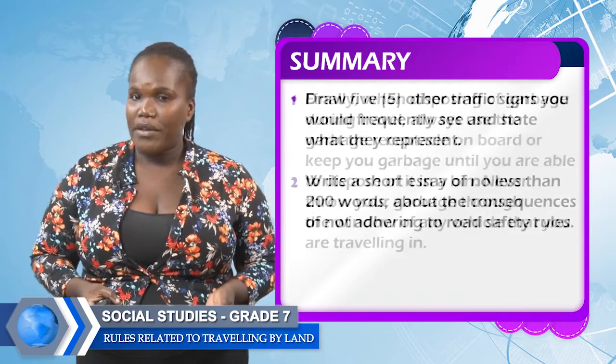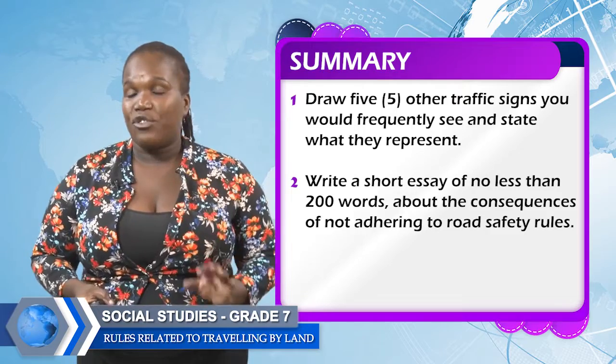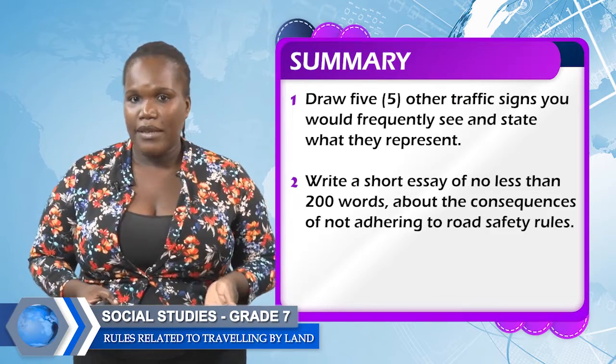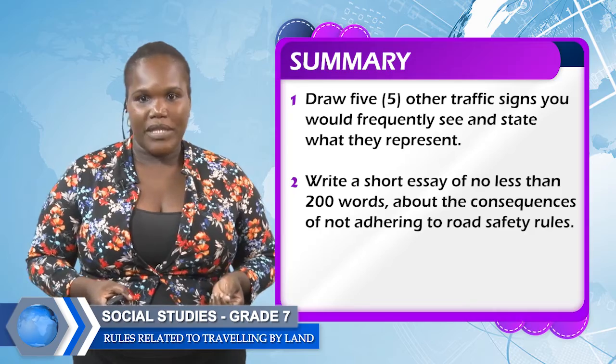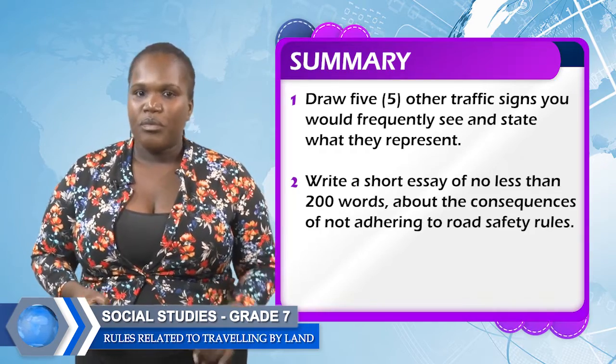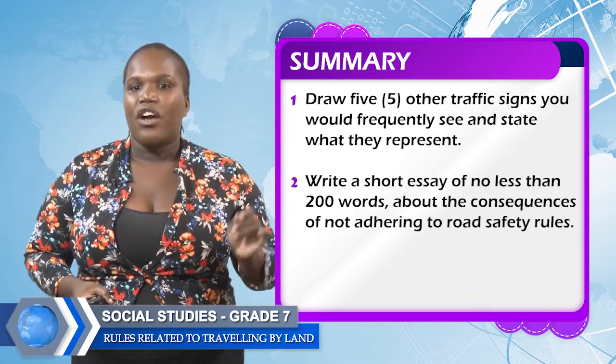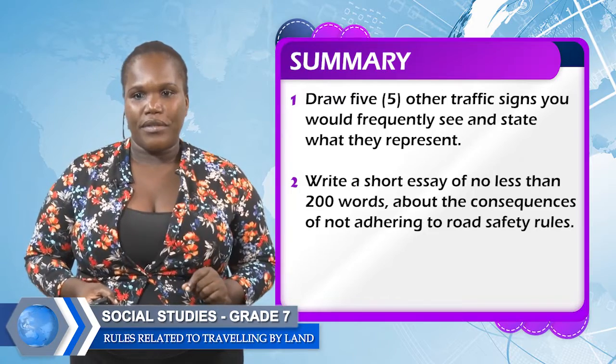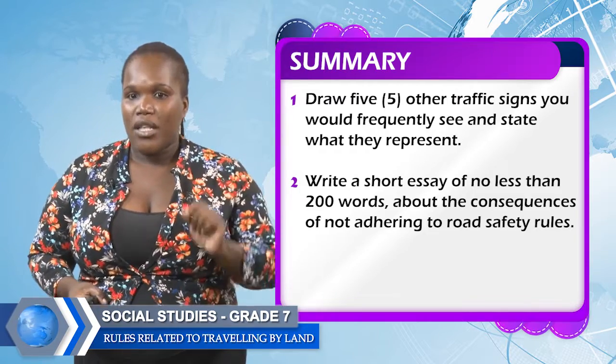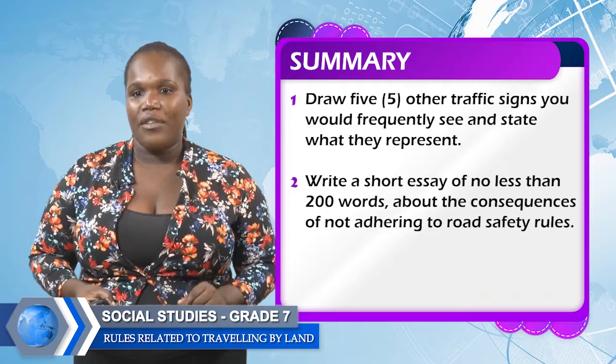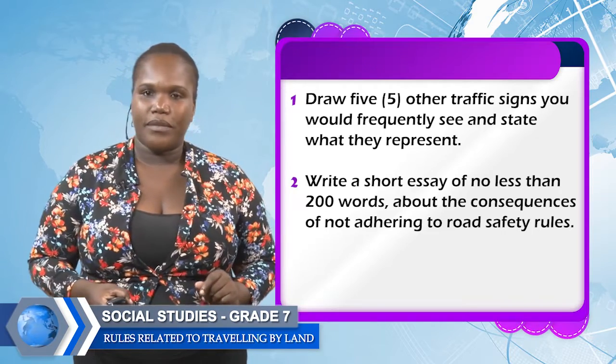Now, for your homework, you're required to, 1, draw 5 traffic signs that you would frequently see, and you would state what they represent. Number 2, write a short essay of no less than 200 words, and you're to state the consequences of not adhering to road safety rules.